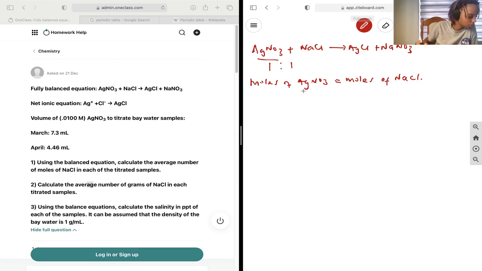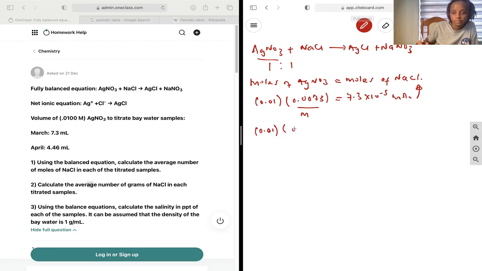And the moles of AgNO3 are going to be equal to 0.01 multiplied by 0.0073. So this is for the March sample. And this will give us 7.3 by 10 to the negative 5 moles. And that would be the moles of NaCl for this March sample.